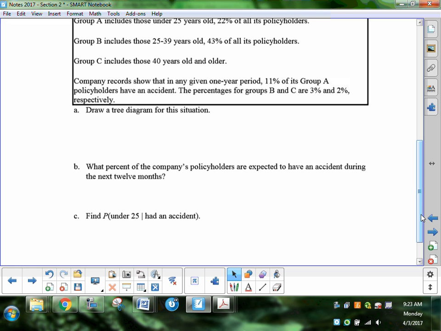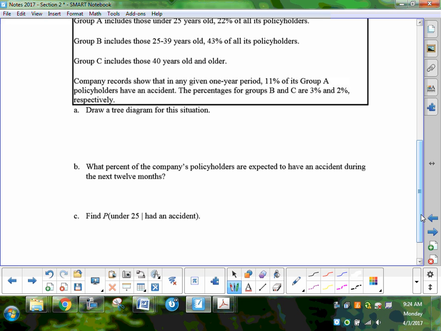Add up all group A, B, and C, the percentage of people that have accidents. So how can I compute somebody's probability of being group A and having an accident? Well, I was just going to say add 0.11, 0.03. Nope. We've got to do more than that. How do you find, yeah, Riley?